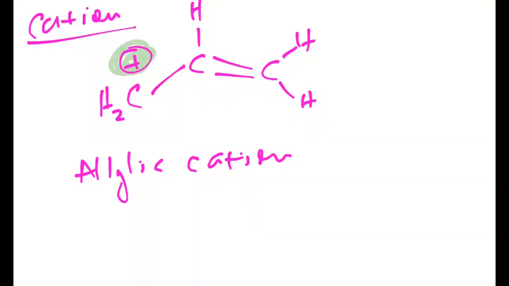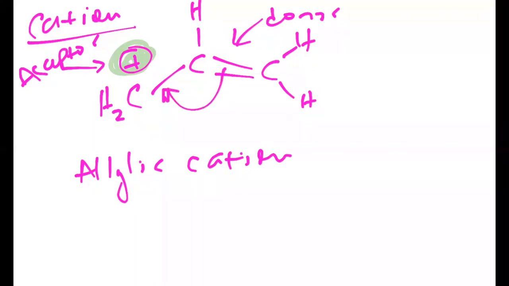And the way you do that is by finding your donor, which in this case is your pi bond, and then finding your acceptor. And then that's how you know where to push your electrons, because you're going to move those electrons towards the acceptor. Are you following that? Yes. So in this case, we're going to do this. So we're going to take that.